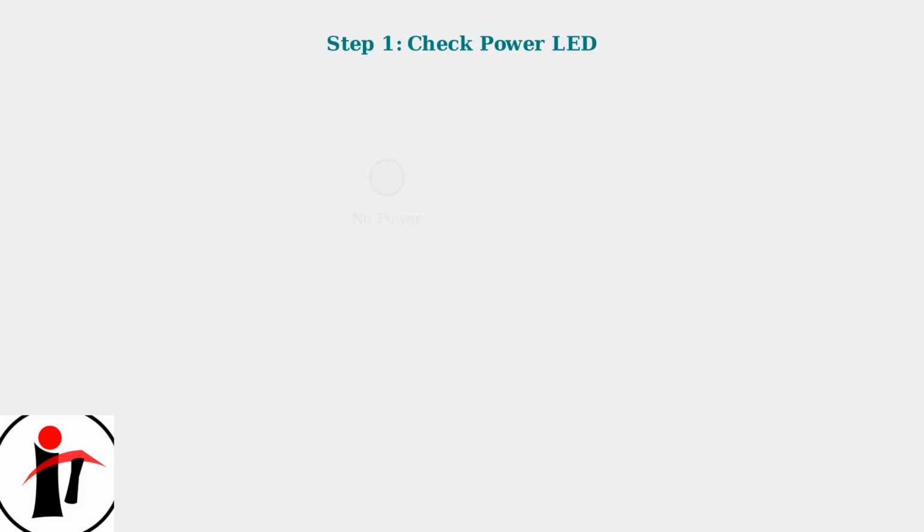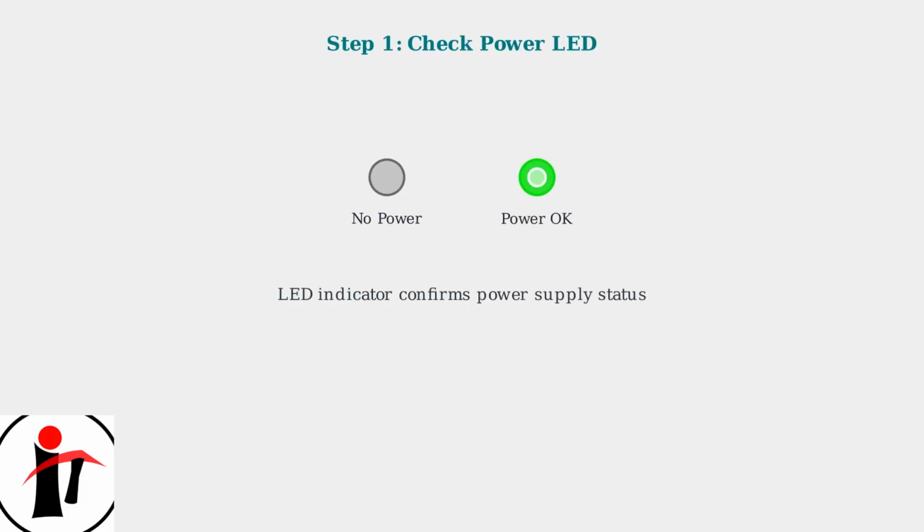When your Sceptre monitor shows no display, systematic diagnosis is essential. We'll walk through the key steps to identify and resolve the most common causes. Step 1. Verify power. Check if the monitor's LED indicator is lit. This confirms the monitor is receiving electrical power and the internal power supply is functioning.